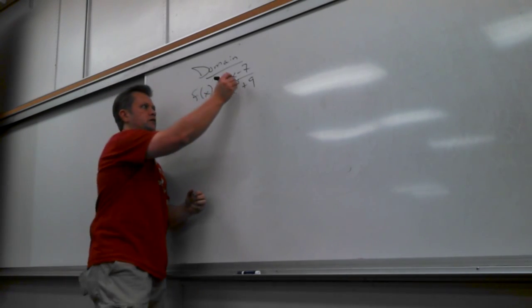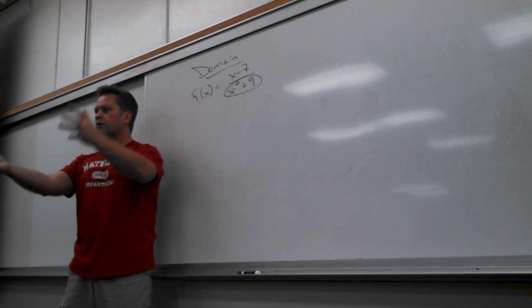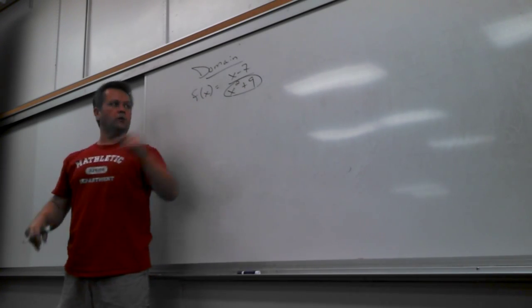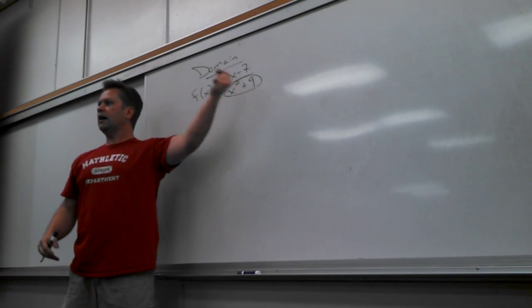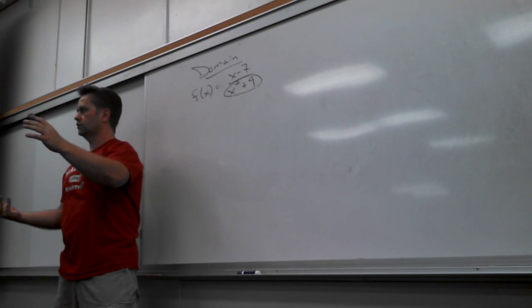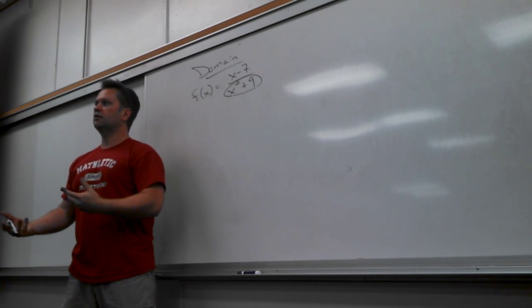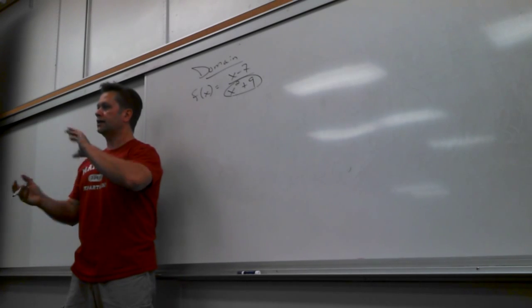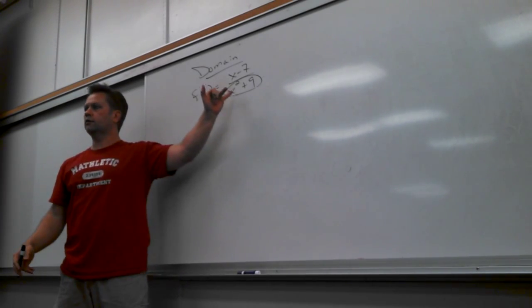So what's the smallest the bottom can be? 0 plus 9. The smallest it can be is 9. The only way to make this 0 is to get x squared to be negative 9, and I can't do that with real numbers. So is the bottom ever 0? Therefore, are there any x values that I have to throw out? No. There's no x values that will make this 0.